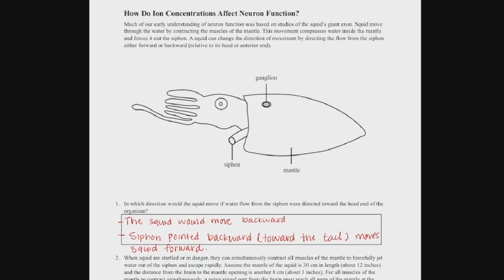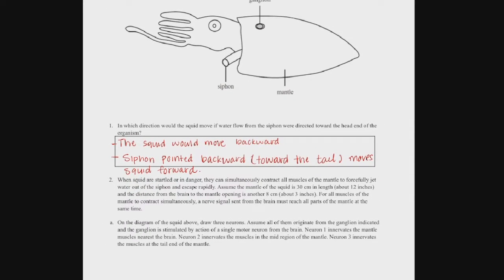Okay, and then let's move this up a little bit. Number two, when the squid are startled or in danger, they can simultaneously contract all muscles of the mantle to forcefully jet water out of the siphon and escape rapidly. Assume the mantle of the squid is 30 centimeters in length, about 12 inches, and the distance from the brain to the mantle opening is another 8 centimeters, which is about 3 inches. For all muscles of the mantle to contract simultaneously, a nerve signal sent from the brain must reach all parts of the mantle at the same time.